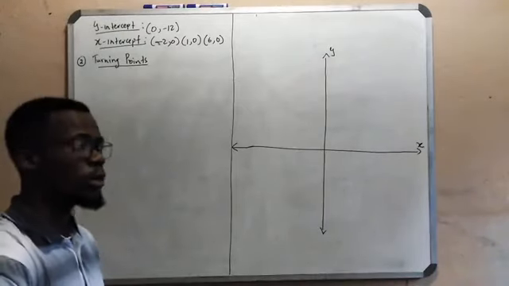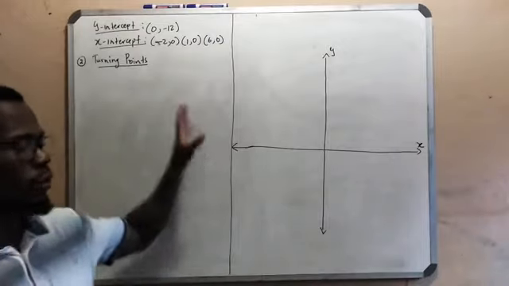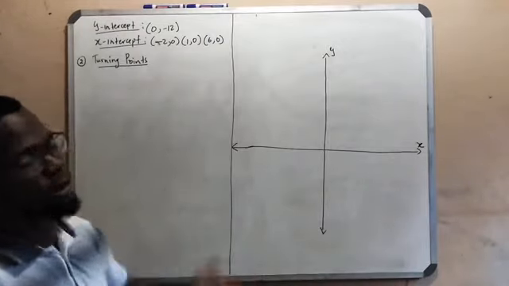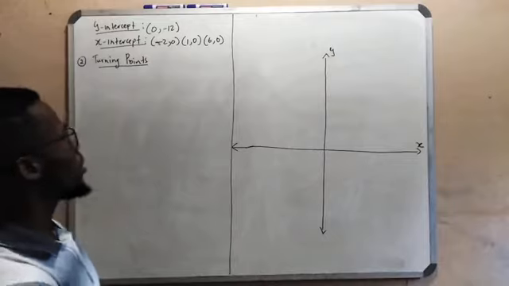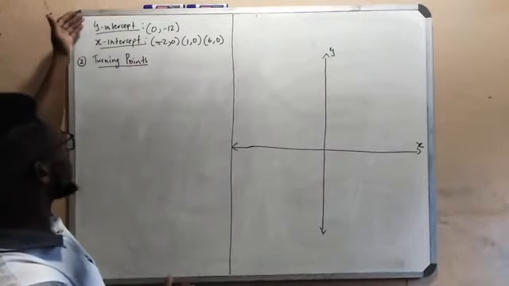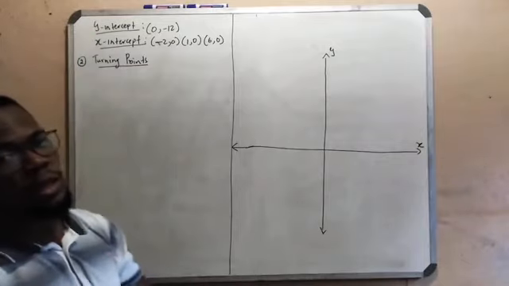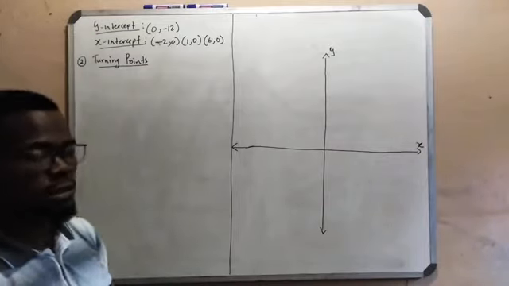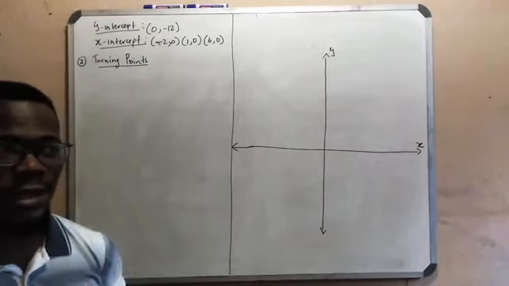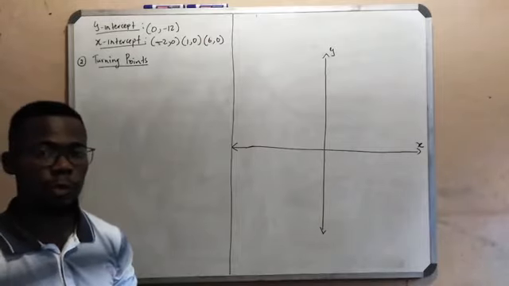Let us carry on, grade 12s. I've just erased the work that I've done here just to get a little bit of space. We have determined the y-intercept. We have also determined the x-intercept. So remember, the second step is to find what? Is to find the stationary point or the turning point.